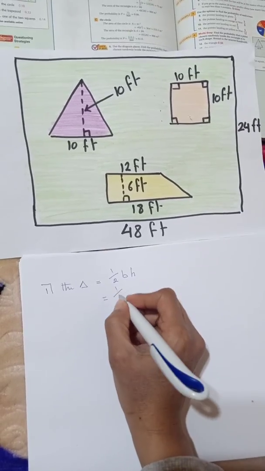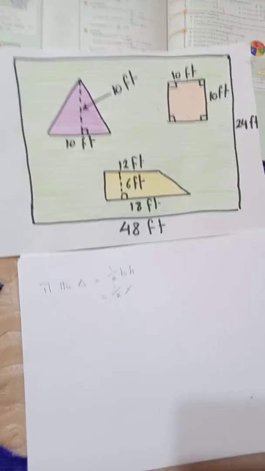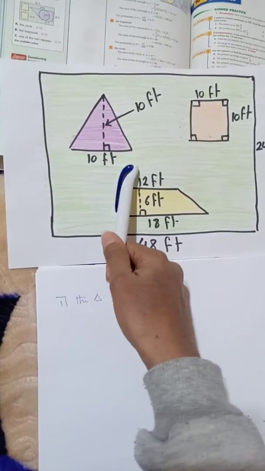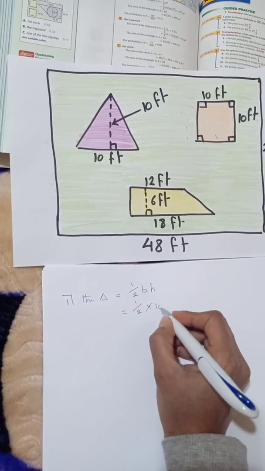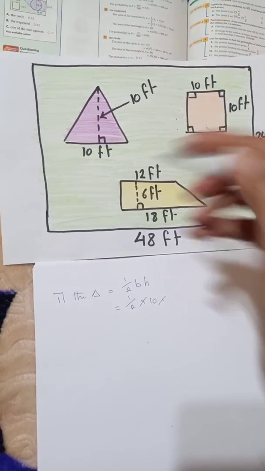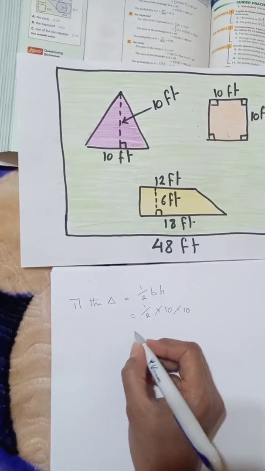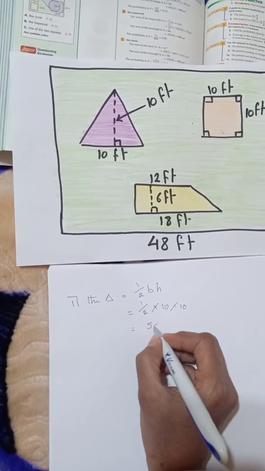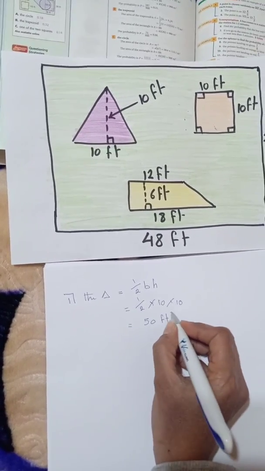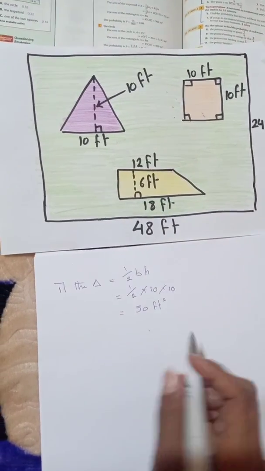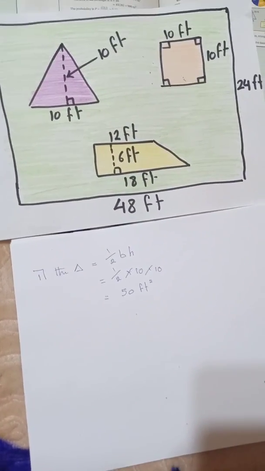So it's going to be half times the base of the triangle, which is 10, times the length of the height, which is 10 as well. It gives 50 feet square. This is the area of the triangle. So now the probability.